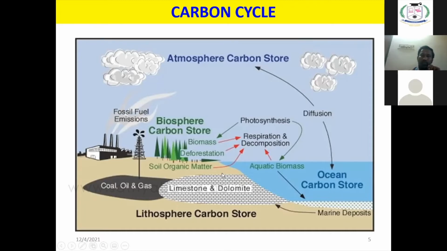In the case of the ocean carbon store, carbon dioxide diffuses onto the surface of the ocean and is taken up by phytoplankton, which are taken up by zooplankton, and then larger animals. The cycle goes on. If anything dies, it will be sedimented as ocean sediment, deposited at ocean depths, and also deposited as marine deposits. That will be a huge carbon store in the carbon cycle.